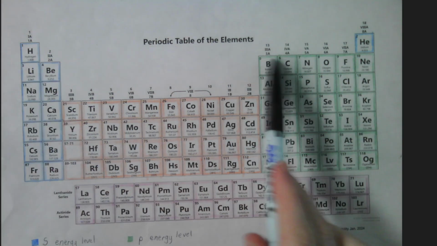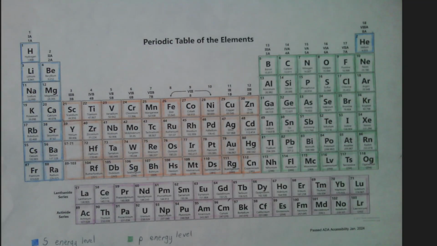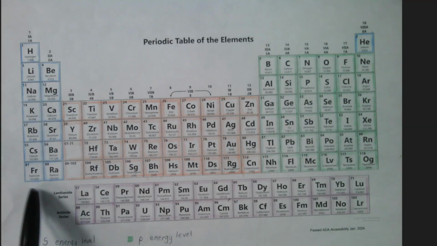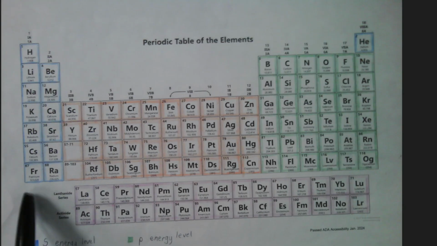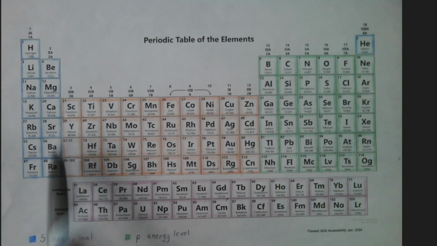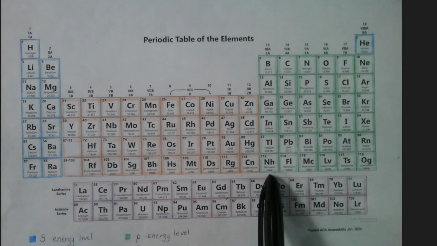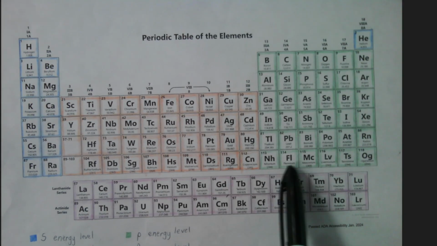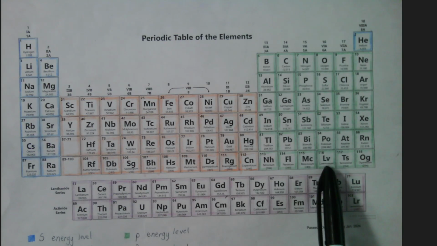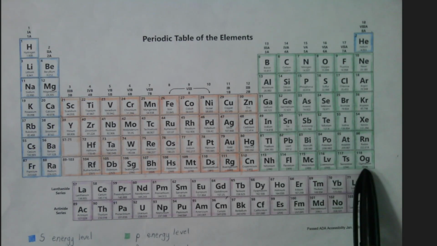These also correlate to the valence electrons. For example, this entire row is only one valence electron. This entire row is only two valence electrons. Over here, this entire row is 3 valence electrons. This one's 4, 5, 6, this one's 7, and this one's 8.